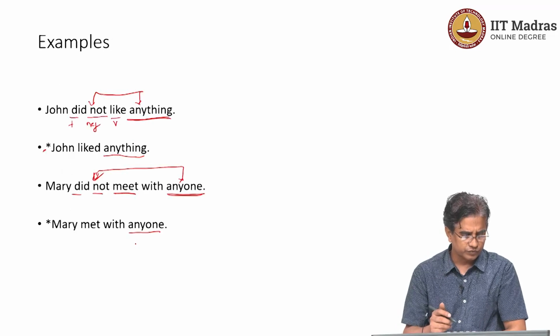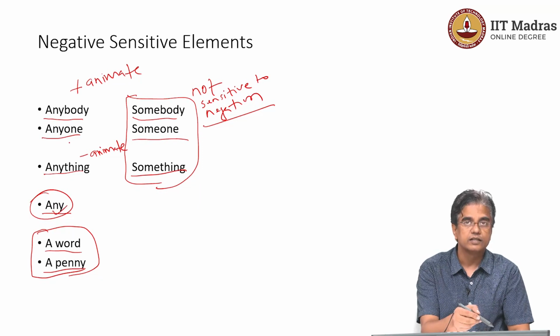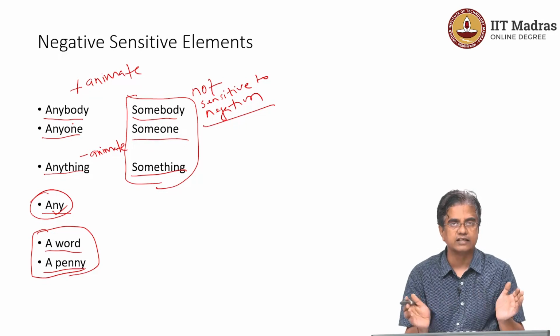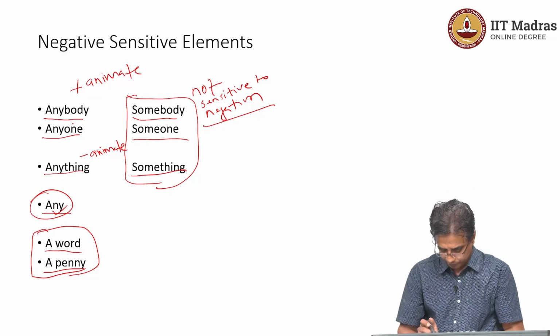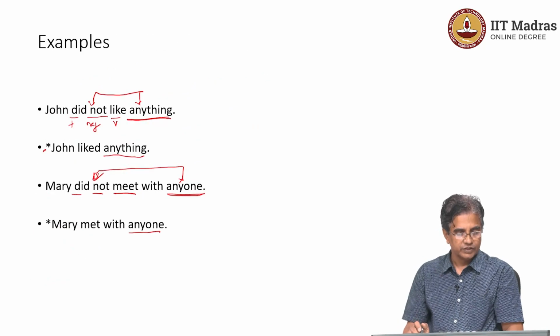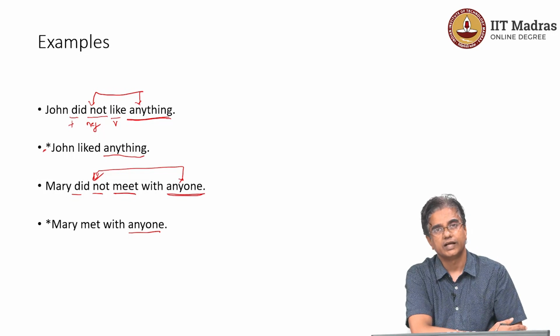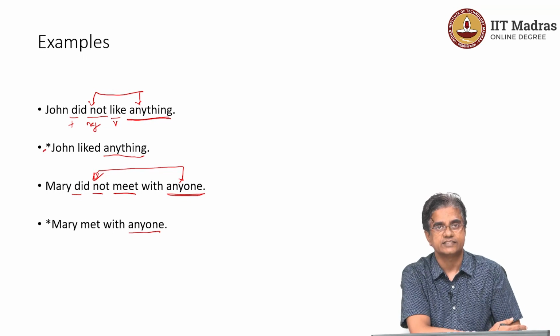And as you know, it's any which is making, this is how we combine anybody, anyone, anything to make it plus animate or minus animate. So I hope this becomes clearer to you in understanding what we mean by negative sensitive element and how these elements are contingent upon, dependent on negative elements in English sentence.